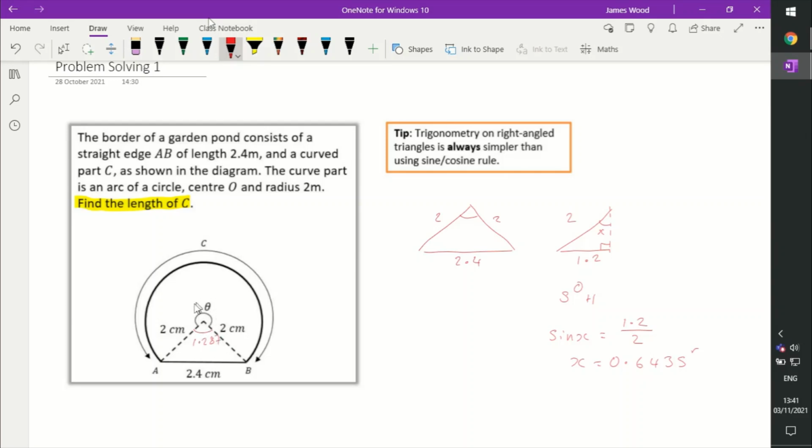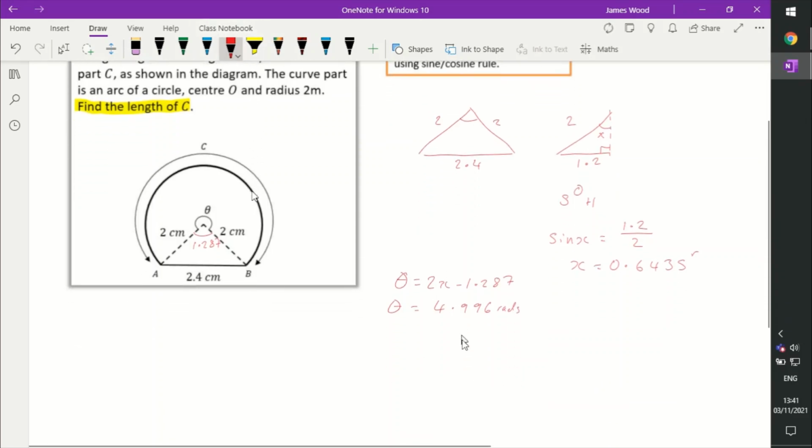Now to find angle theta, well, that's going to be 360 in degrees minus this, but I'm not working in degrees, so it's going to be 2 pi minus 1.287. So 2 pi minus that. That gives me 4.996 radians. Okay, so theta is 4.996 radians, and now using that I can find my arc length C.